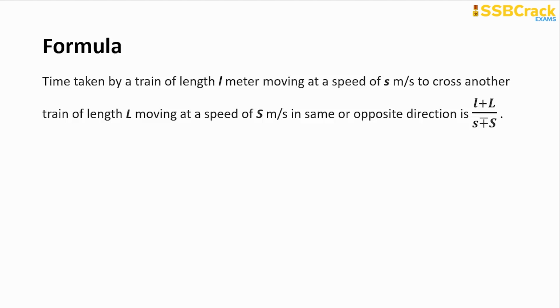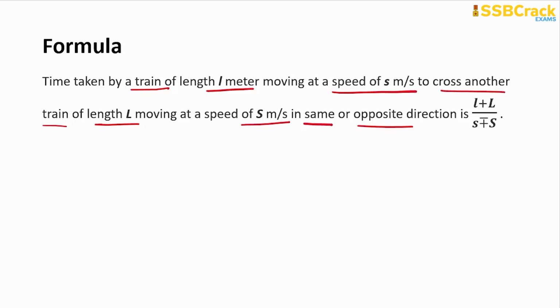The time taken by a train of length small l meter moving at a speed of small s meter per second to cross another train of length capital L, which is moving with the speed capital S meter per second, either both trains are moving in the same direction or in opposite directions, then accordingly we have the formula: small l plus capital L upon S minus or plus capital S. Understand the question.